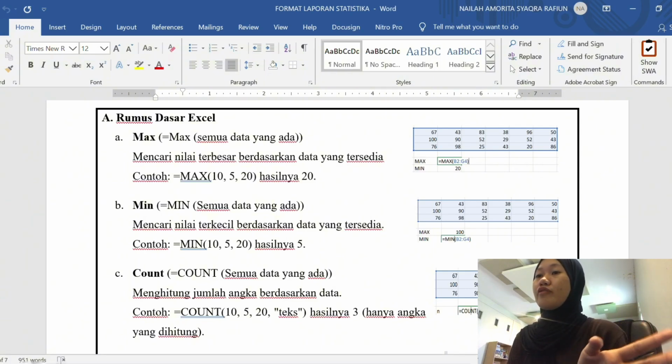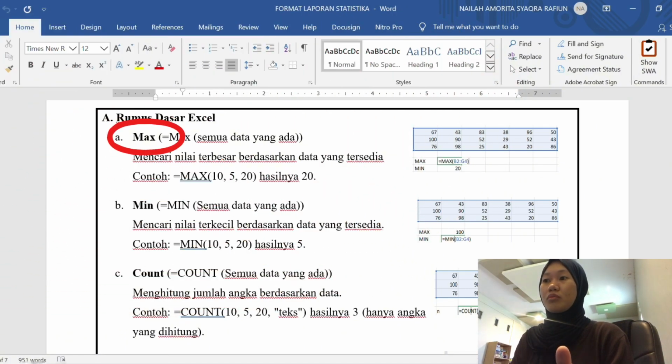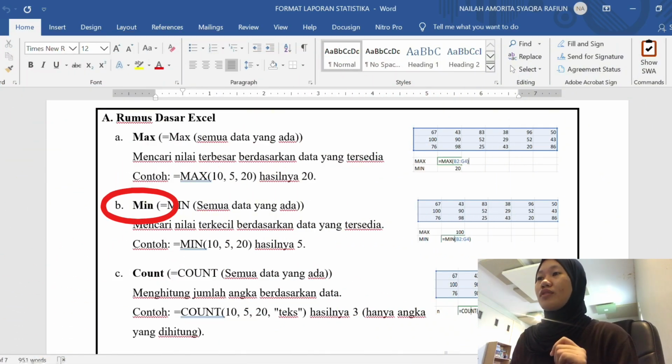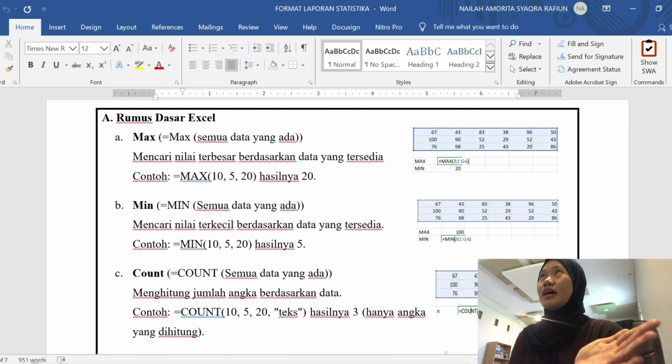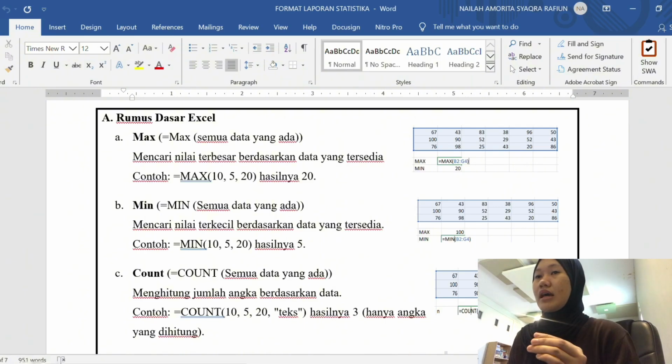One of the basic Excel formulas is the maximum formula. This formula is used to find the maximum value. Next is the minimum formula. Actually, this formula is similar to the maximum formula. The only difference is the function of the formula, because this formula is used to find a minimum value. The next formula is count, which is used to find the amount of data.